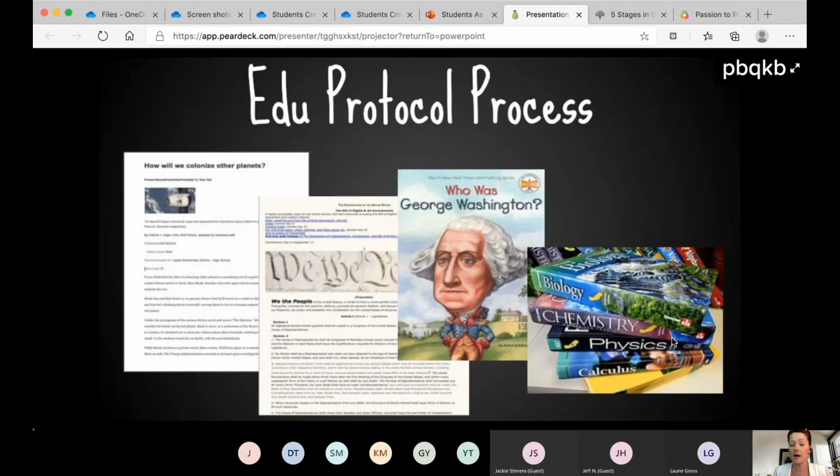Here's an example. If you want to learn more about how we will colonize other planets, you can give 3 different pieces of information. You may have a type of book, and this one says, who was George Washington? You may give them the Declaration of Independence. You may find a content subject-specific book that you can cite from. But kids need to know how to research and know what's an ethical document, what is a valid document, and what is proven to be true with integrity.